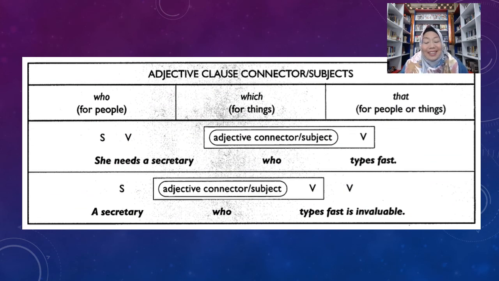All right, let's take a look at the chart for adjective clause connectors slash subjects. Just like in the noun clause connectors slash subjects, we only have a few connectors that can function as both the connector and the subject. For adjective clause connectors, we have 3 connectors. They are who, which, that. Who, which, that can function as both the connector and also the subject of the clause.